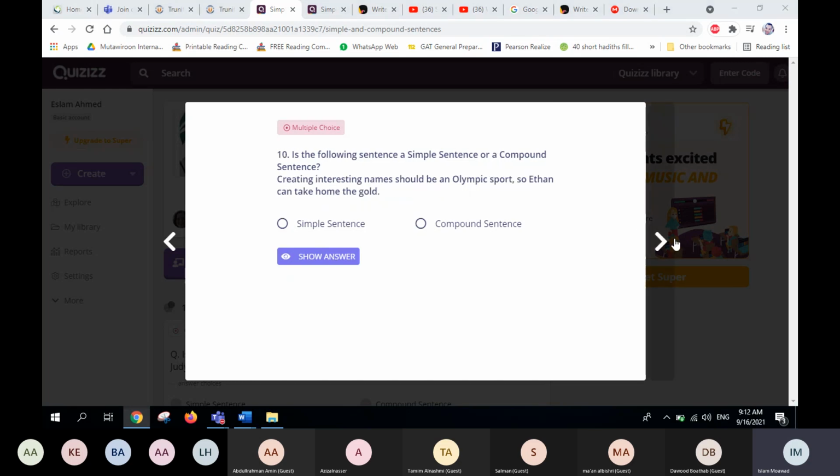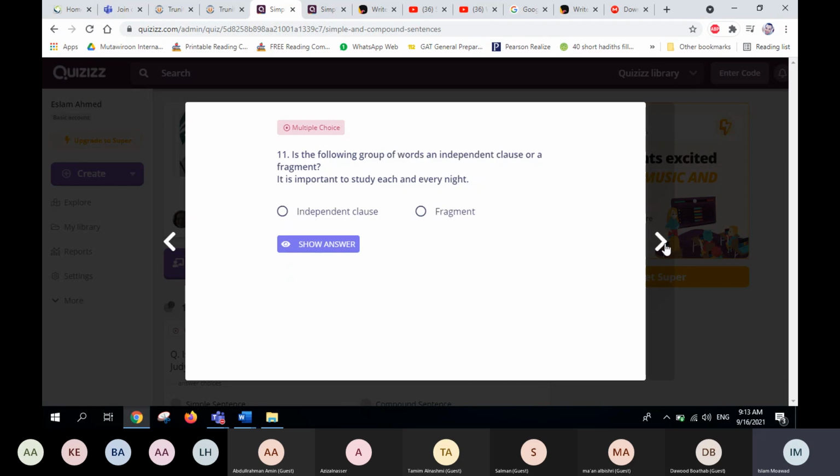Number 10, let's give it to Khalid Al-Isa. Number 10. Creating interesting names should be an Olympic sport, so Ethan can take home the gold. Okay, is that a simple or compound sentence? Compound sentence. That's right.